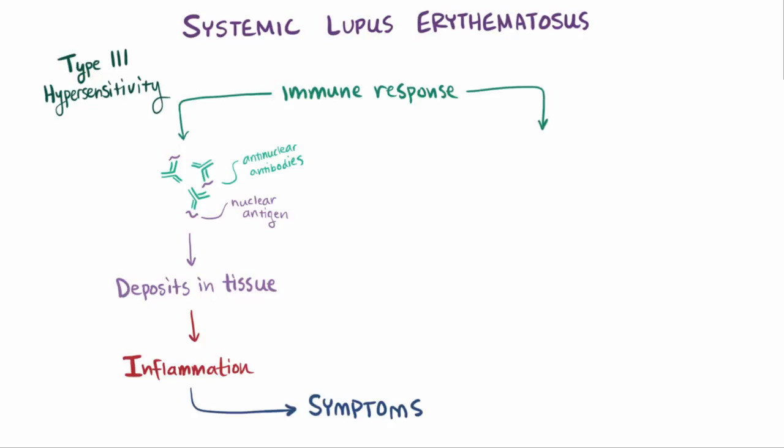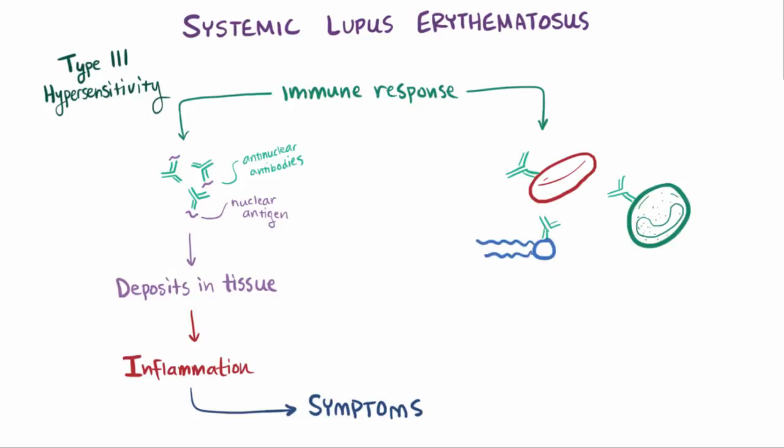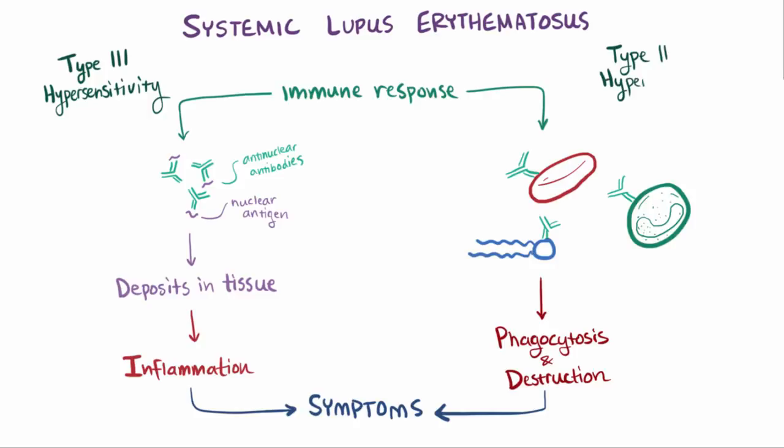Many patients, though, also develop antibodies targeting other cells, like red and white blood cells, and molecules like various phospholipids, which can mark them for phagocytosis and destruction, leading to additional symptoms. And this is considered a type 2 hypersensitivity reaction, although it isn't fully understood why some of these antibodies targeting specific cells and molecules develop.